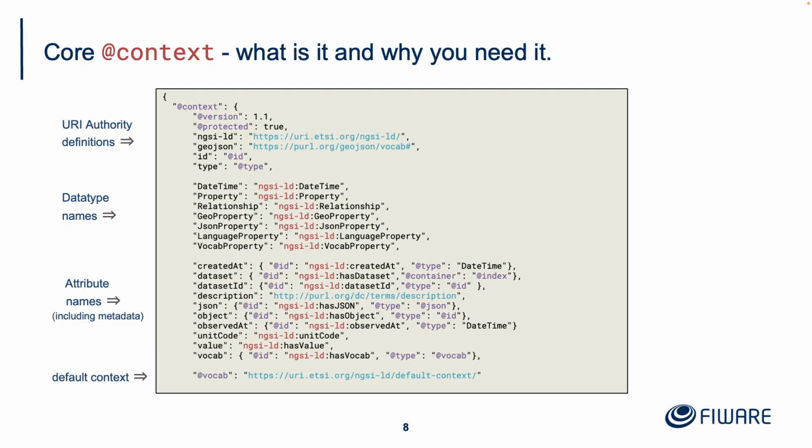There is a list of data type names which are used within NGSI-LD, like property or relationship, and also a few other elements like date time needs to be defined for the temporal attribute, because things like created at, observed at are of type date time. There are obviously multiple attributes which are in there, like unit code and observed at, which we had earlier. They must be defined. If they're defined here, you don't need to define them yourself.